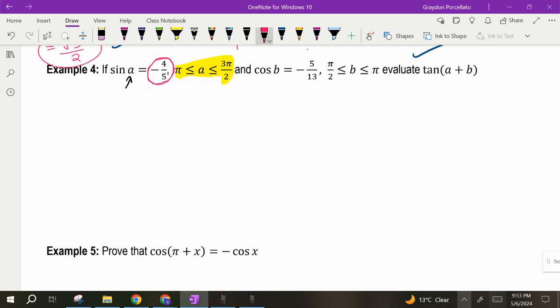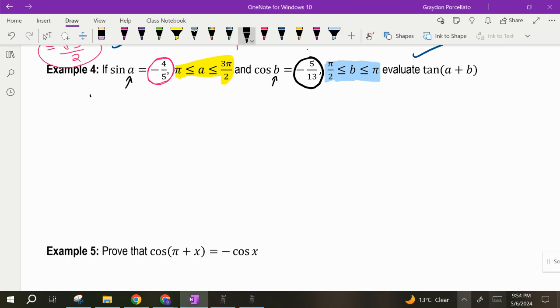It's also telling us the cos of B. It's not telling us what this angle is, but it's telling us that the cos of B is -5/3. And it also tells us one other piece of information about B: the angle B is between pi/2 and pi. Interesting. All right, so what we're going to do here is break this down into two parts. We're going to look at angle A.